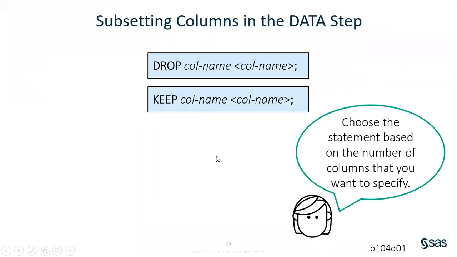So this was about filtering the columns. Either you drop the columns which you are not looking for in your output data, or you can use keep with the column names which you want to keep in your output data. So choose the statement based on the number of columns that you want to specify. If the list for dropping is too huge, use keep.